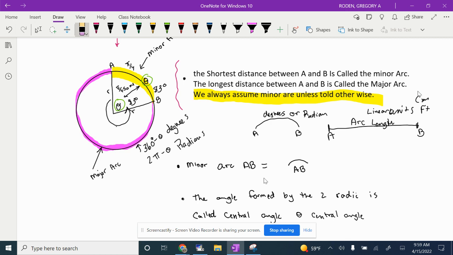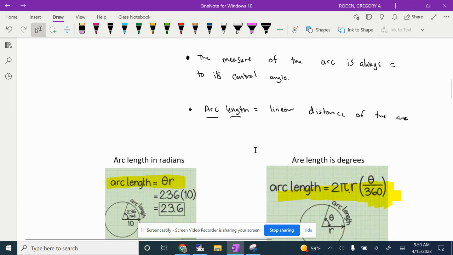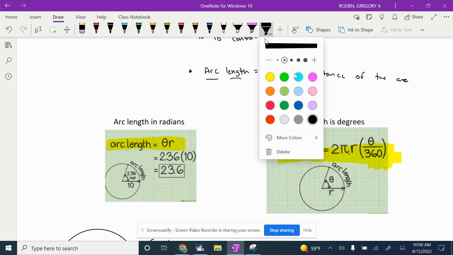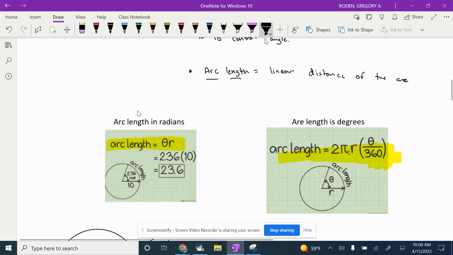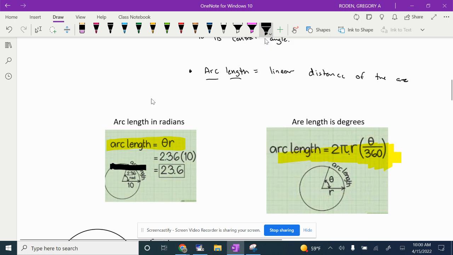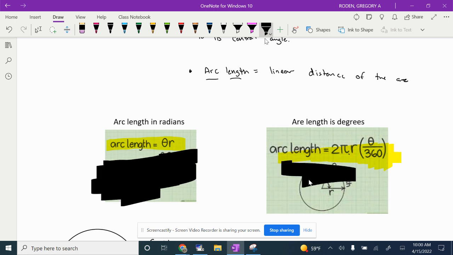Okay. Now, here's an interesting thing. We have two formulas for arc length: an arc length formula in radians, and an arc length formula in degrees. Now, don't worry about drawing all this stuff. Let me just show you. I should have blocked this out earlier. Just worry about the highlighted yellow part.